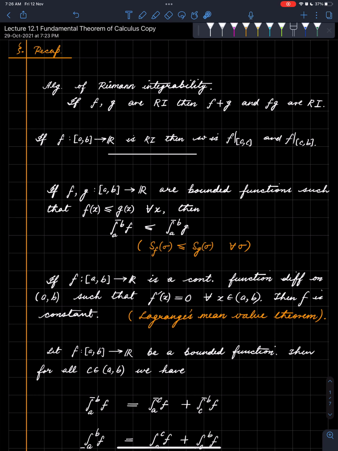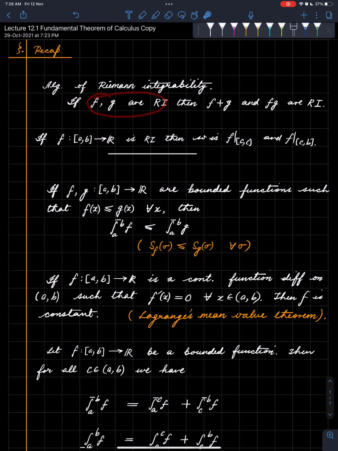Primarily what we showed was that if f and g are two Riemann integrable functions defined on the same domain, then their sum and their product are also Riemann integrable. We also saw that restrictions of Riemann integrable functions are Riemann integrable.